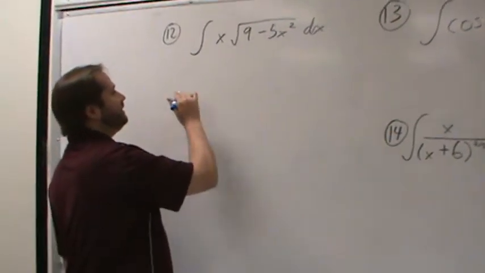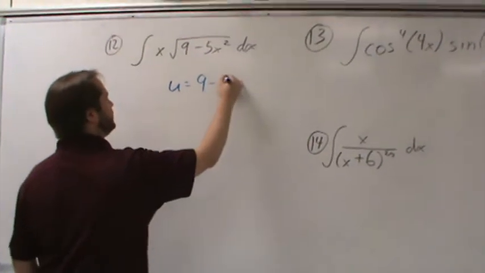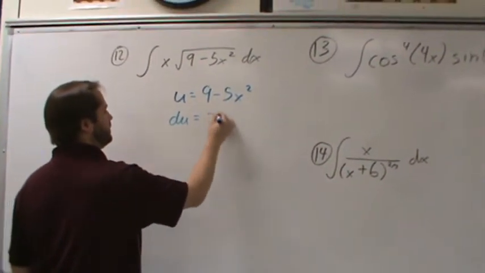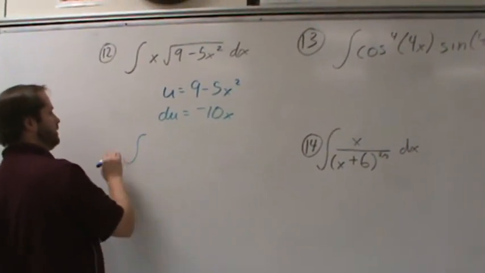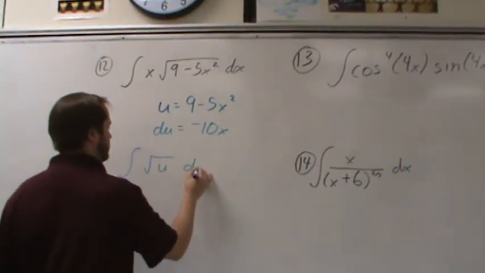Alright, number 12 is a u sub problem. We're going to let u equal 9 minus 5x squared. du then is negative 10x. The problem will be rewritten as the integral of the square root of u du.